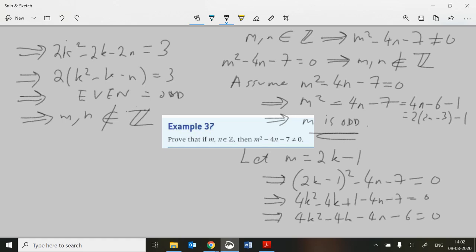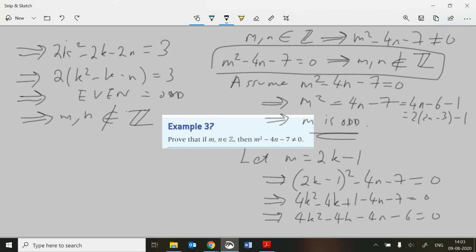Okay, so what have we done? We've shown the contrapositive. We started with m squared minus 4n minus 7 is equal to 0, and we ended up saying m and n can't be integers. That's the same as saying the original statement, that if m and n are integers, it implies that this thing is not equal to 0. Oh, that was quite tricky, I think.